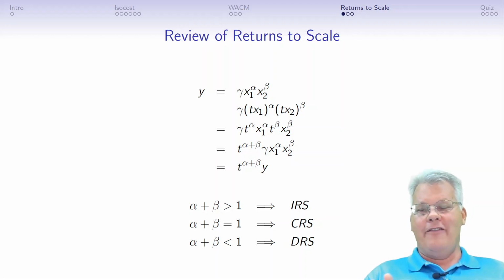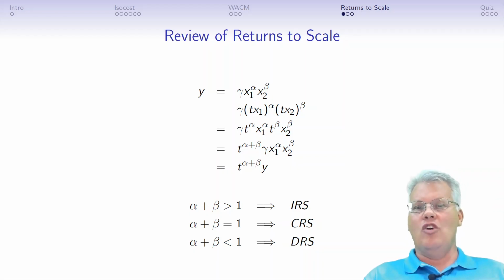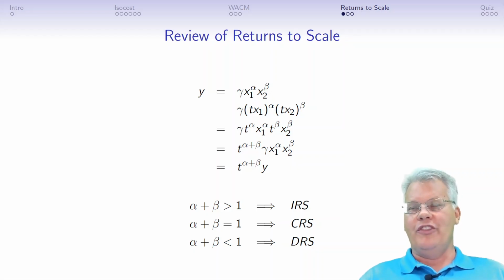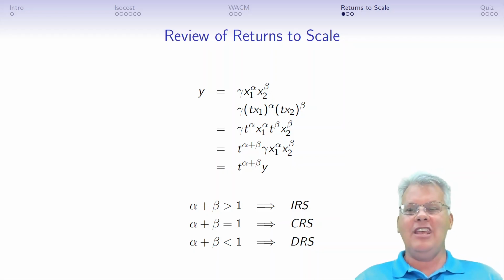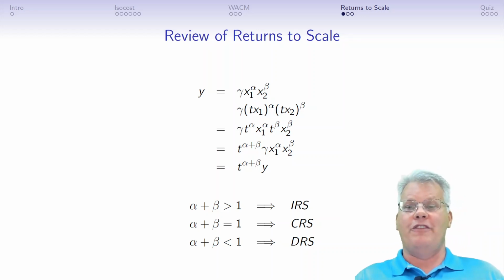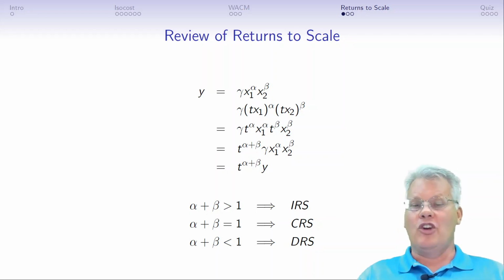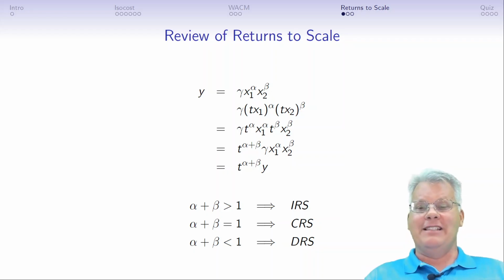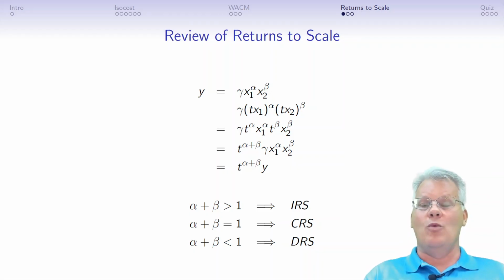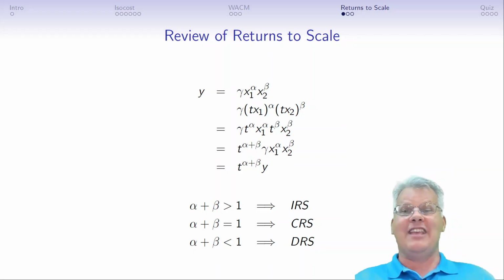Now, we're going to revisit returns to scale. And again, we have a Cobb-Douglas production function. If I scale both factor 1 and factor 2 up by this amount t and then factor out, you recall this result that we reviewed back in chapter 19: for a Cobb-Douglas production function, a multiplicative production function, if the exponents sum to greater than 1, we have increasing returns to scale. If they sum exactly to 1, we have constant returns to scale. And if they add up to something less than 1, we have decreasing returns to scale.